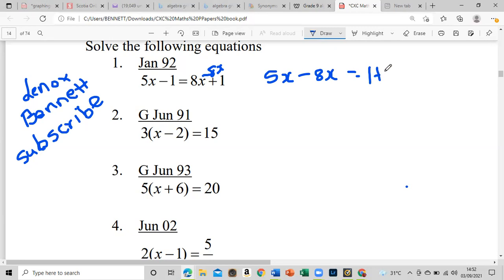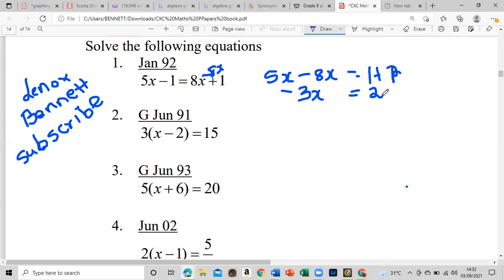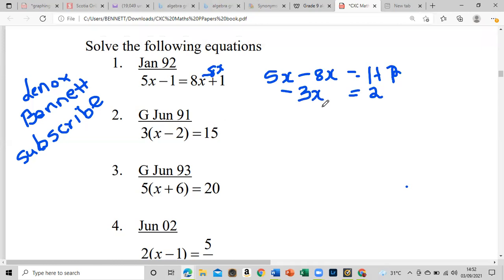So here we have it, group the like terms. 5x minus 8x will give us negative 3x, and 1 plus 1 is equal to 2. Now we want to get x by itself, so we divide by negative 3. Just put the negative right there. So it's negative 2/3. Therefore x is equal to negative 2/3.